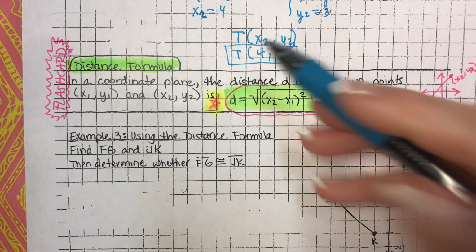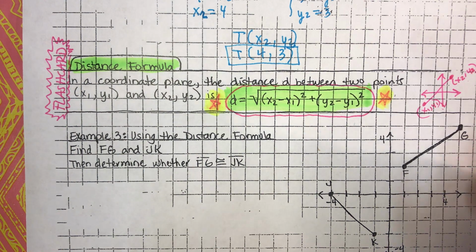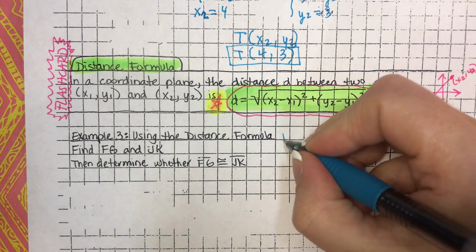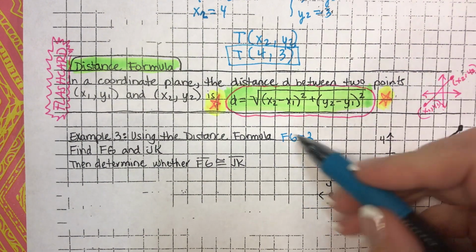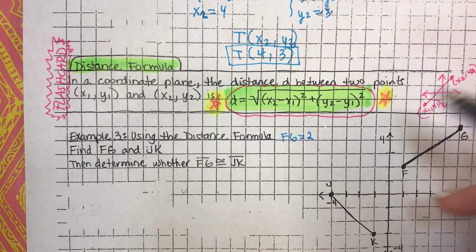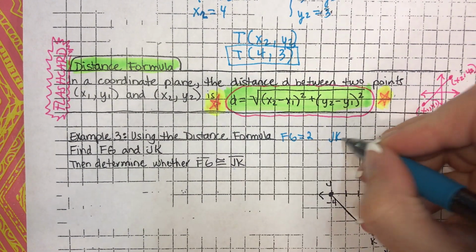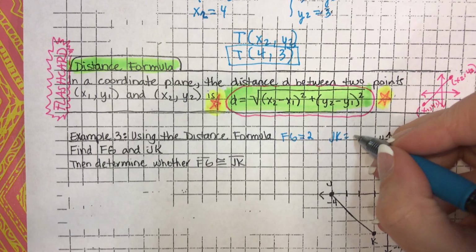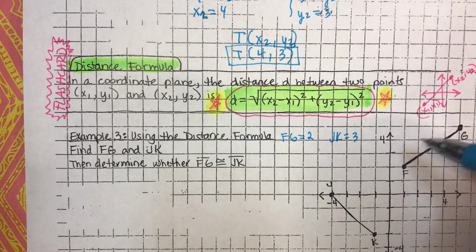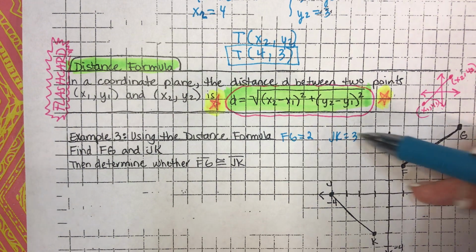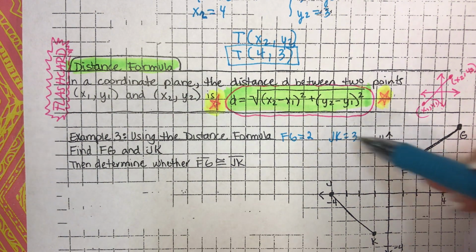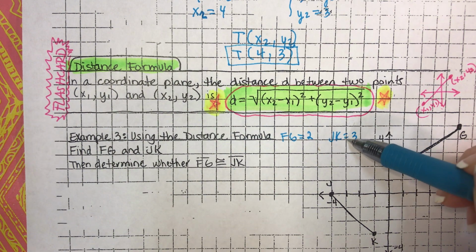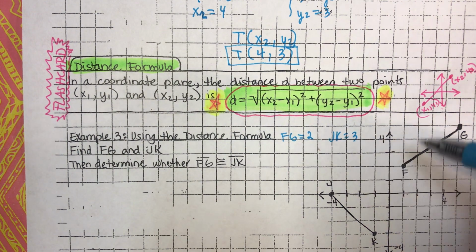So we're going to end up with something like FG equals a number, like 2. Whenever you have that, you don't put the line segment symbol on there. And we're going to find JK is equal to, I don't know, maybe 3. I'm just making it up. So you're giving a value, an actual number, and so you use equals and you don't put the little line segment symbol.